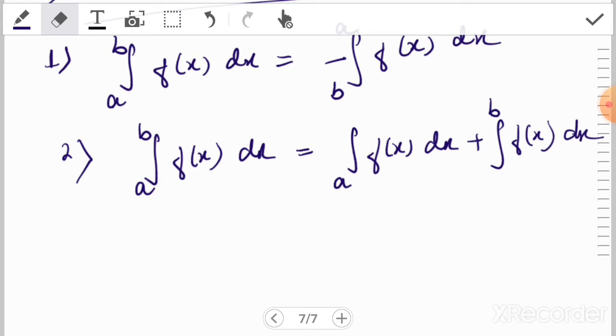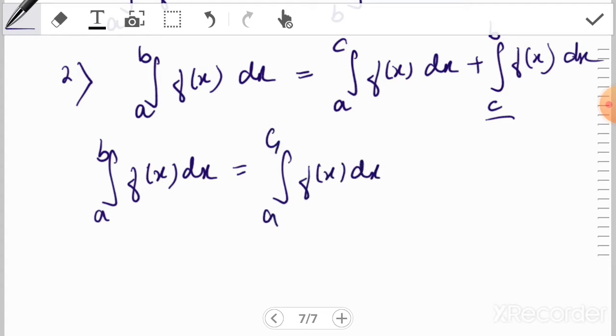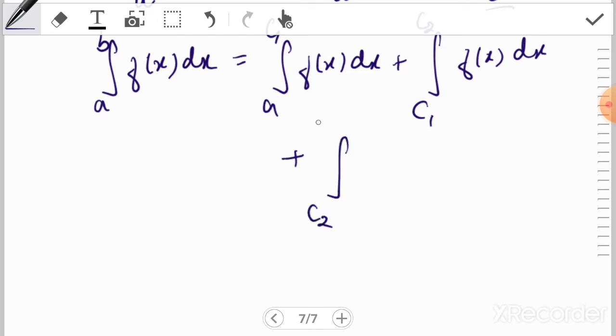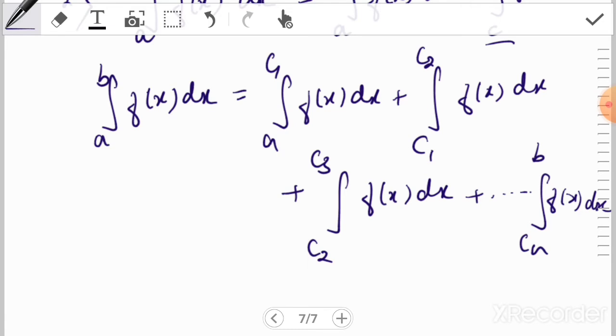And in place of one additional point c, we can take several points. Say the integral of f(x) dx from a to b is equal to the integral from a to c1 of f(x) dx plus the integral from c1 to c2 of f(x) dx plus the integral from c2 to c3 of f(x) dx, and so on, up to the integral from cn to b of f(x) dx, right?